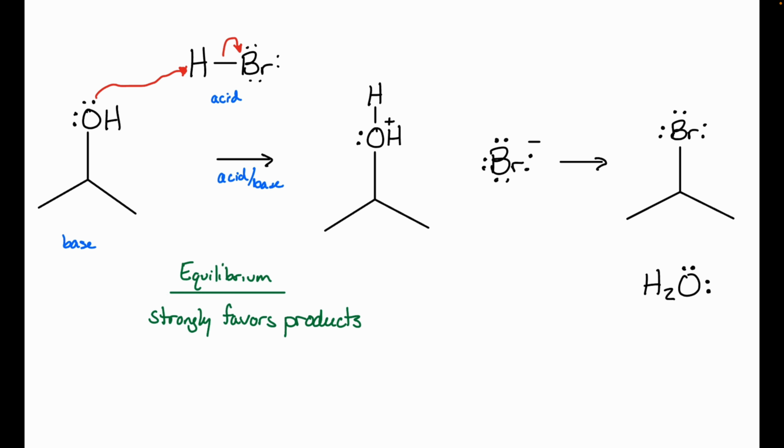All right, so I have this one new bond that I need to form. I'm going to do my bond formation arrow. And then I have this bond here that I need to break. So I'm going to do my bond breaking arrow, turn that into a lone pair on that oxygen.